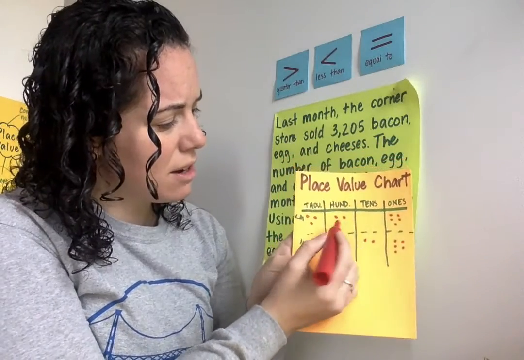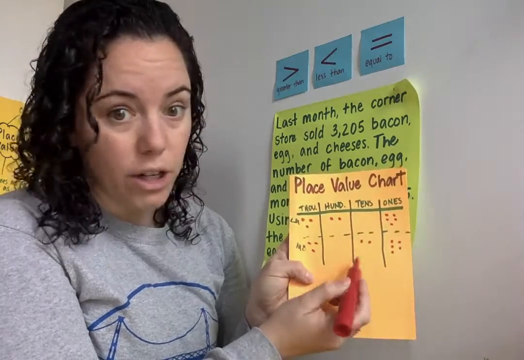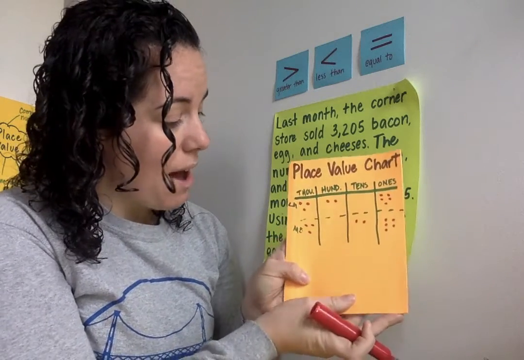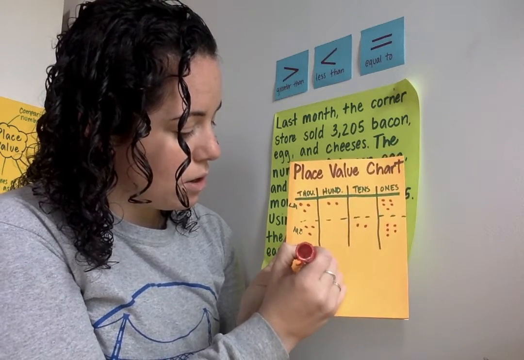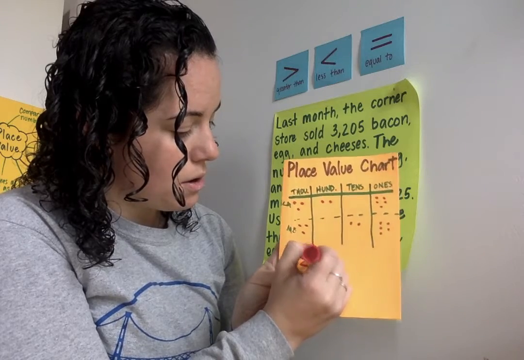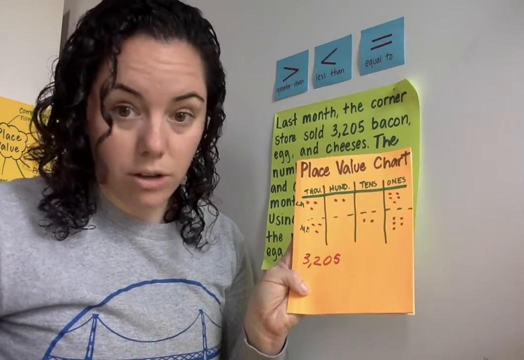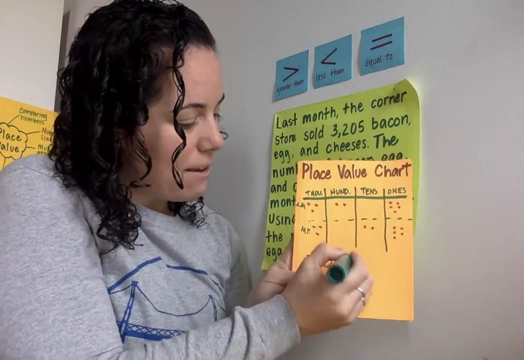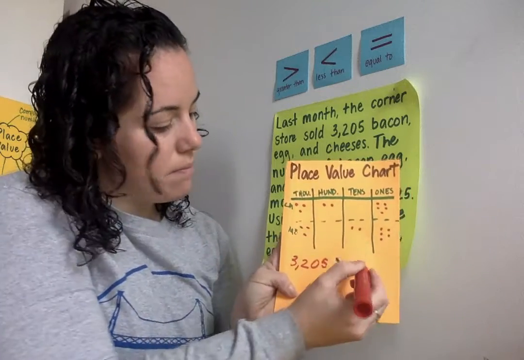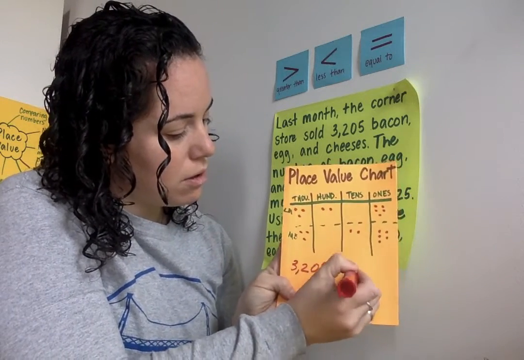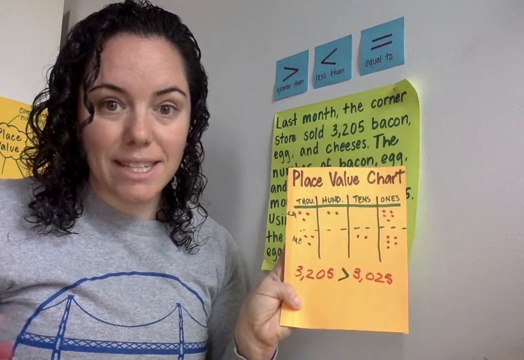So I'm thinking because there are 200 bacon, egg, and cheeses sold last month and no hundreds sold the month before, I'm thinking that 3,205 is greater than 3,025 bacon, egg, and cheeses.